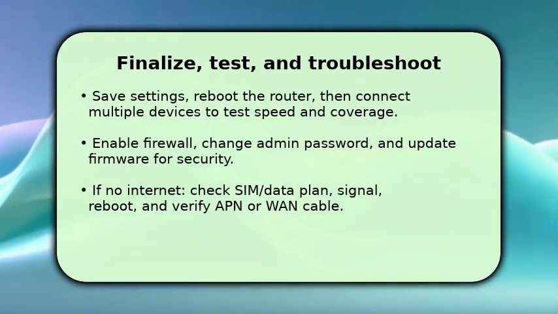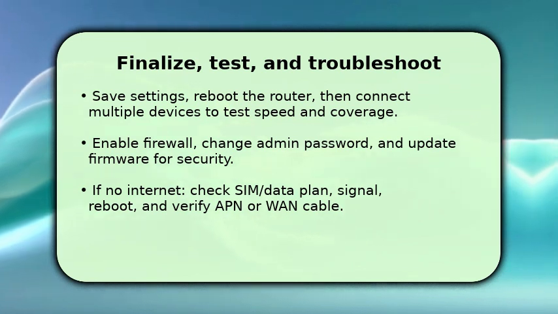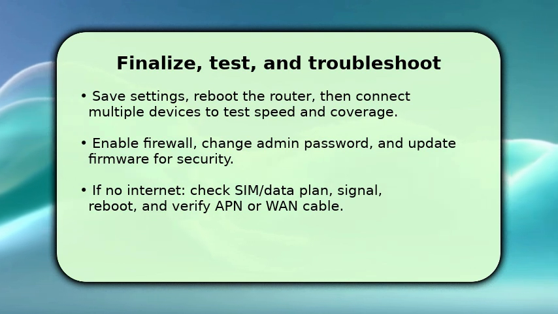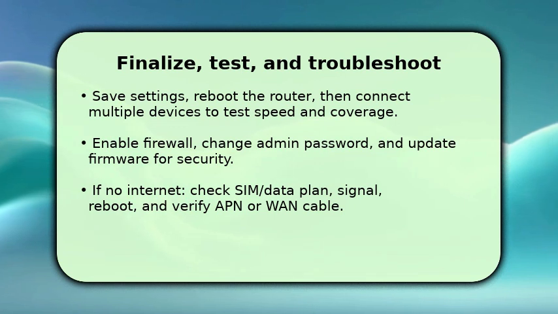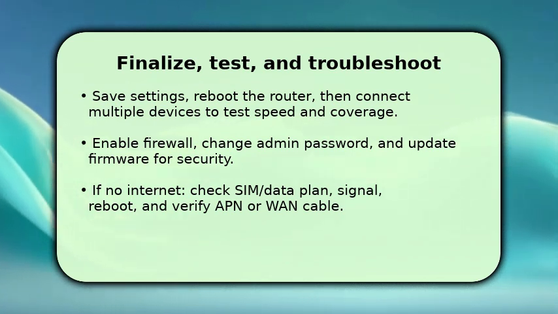Once it restarts, connect two devices and run a quick speed or page load test to verify internet access and coverage. Make sure to change the admin password and enable the router firewall, then check for and install firmware updates to secure the device. If you don't get internet, confirm the SIM has data or the WAN cable is seated.